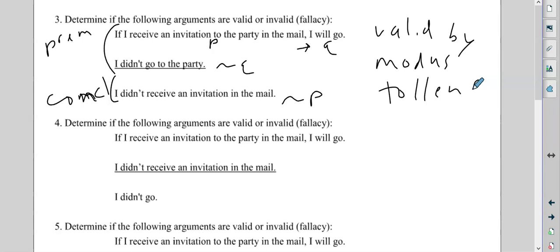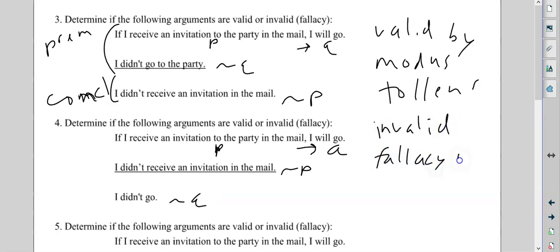Okay? Number 4. We're back to the same thing still. If I receive an invitation, there's my P, then I will go. There's my Q. I did not receive an invitation. That's not P. I did not go. That's not Q. This is invalid. And it's called fallacy of the inverse. And again, these are a lot of terms being thrown at you, but we'll be practicing this and going over it more and more.